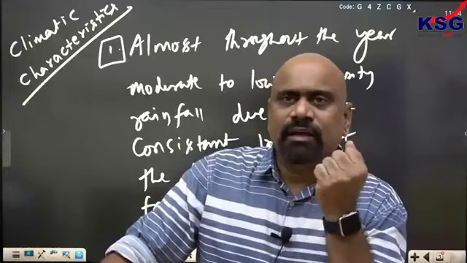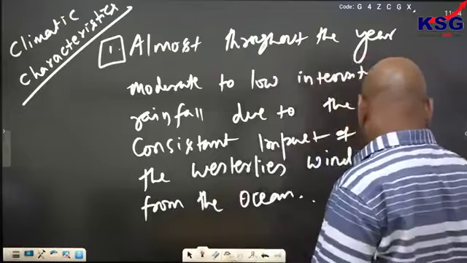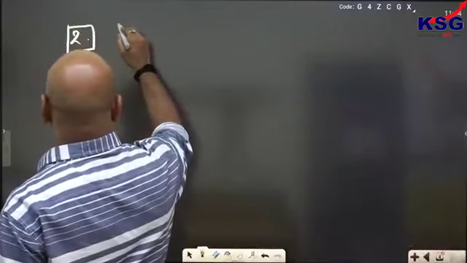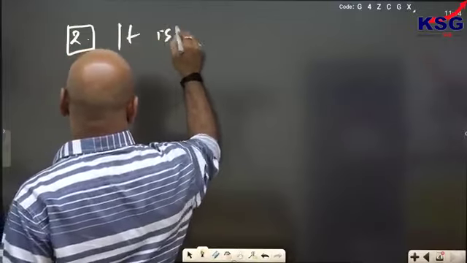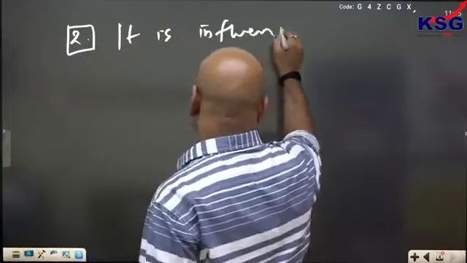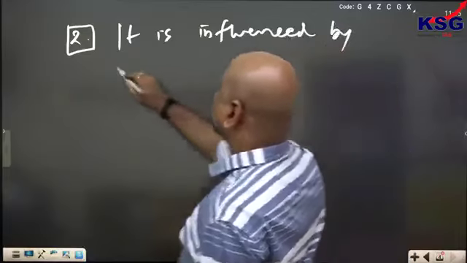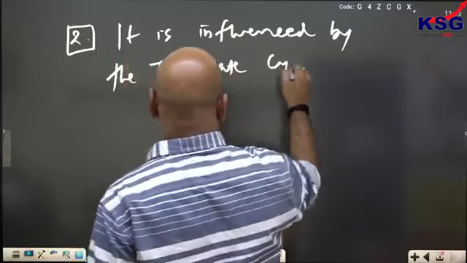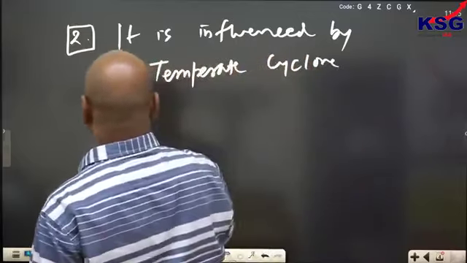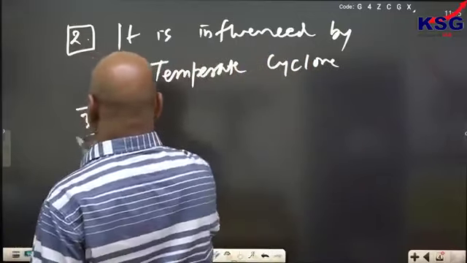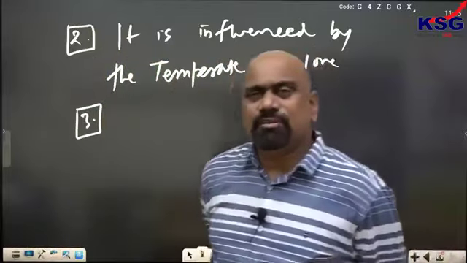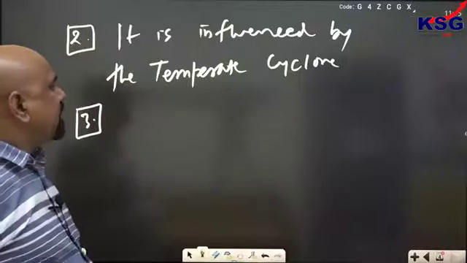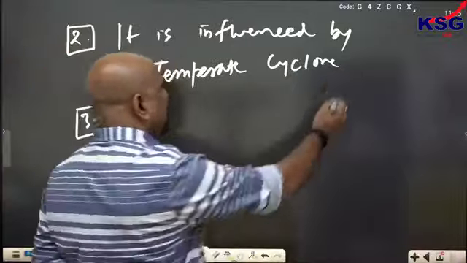Second point is, it is influenced by the temperate cyclone. Because it is influenced by the temperate cyclone, there is cyclonic rainfall also. We have temperate cyclonic rainfall. Okay.